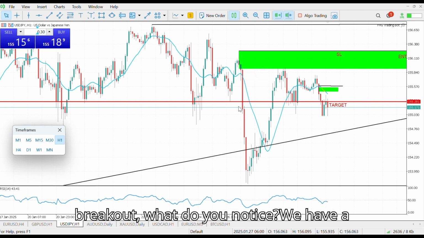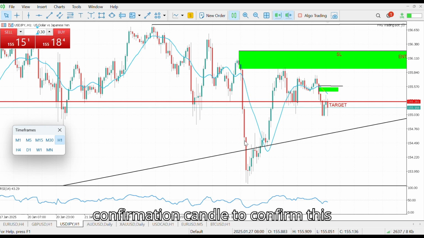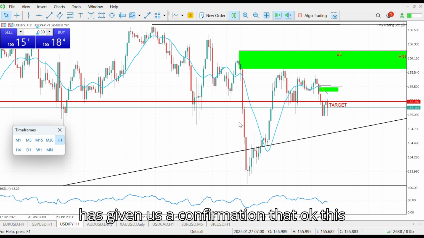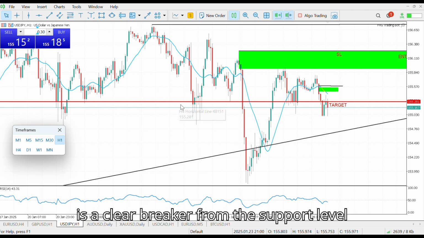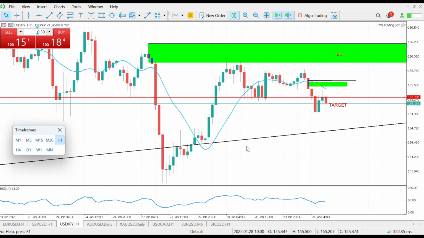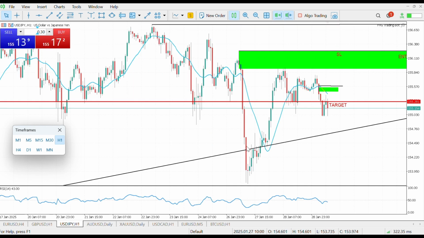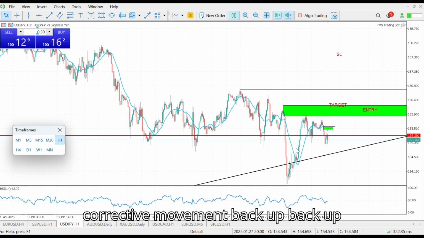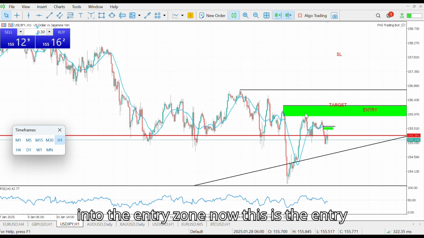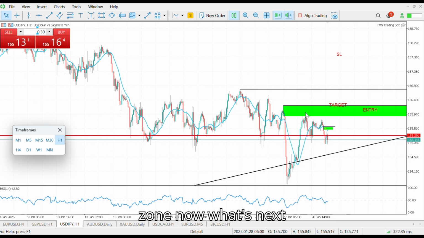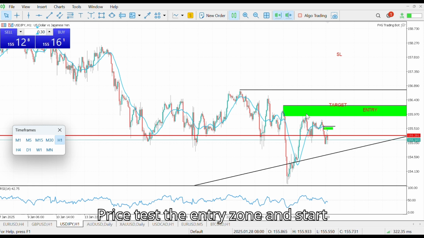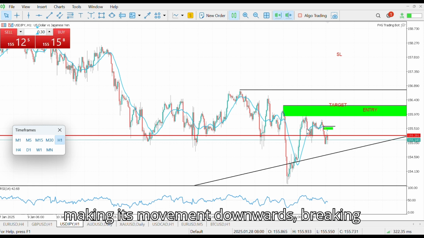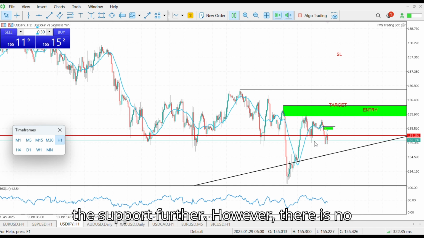Now, after the breakout, what do you notice? We have a confirmation candle to confirm this particular breakout. This candle has given us confirmation that this is a clear breakout from the support level. Afterwards we notice a corrective movement back up into the entry zone. Now, this is the entry zone. What's next? Price tests the entry zone and starts moving downwards, breaking the support further.